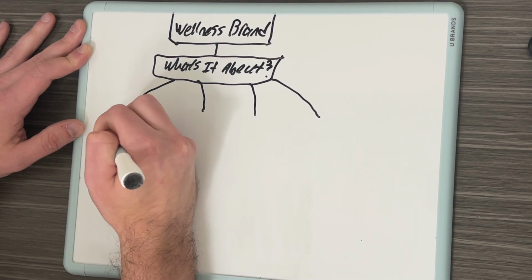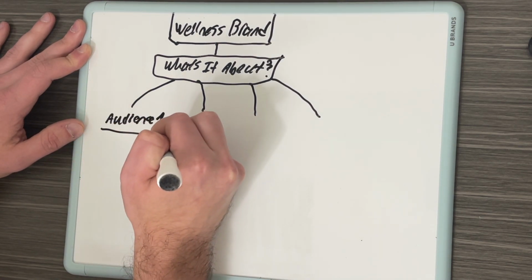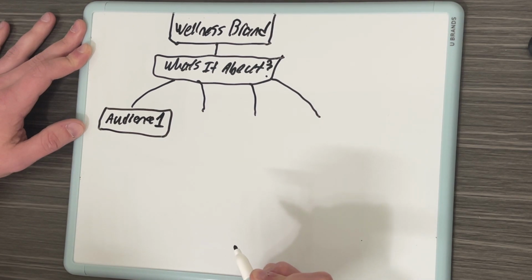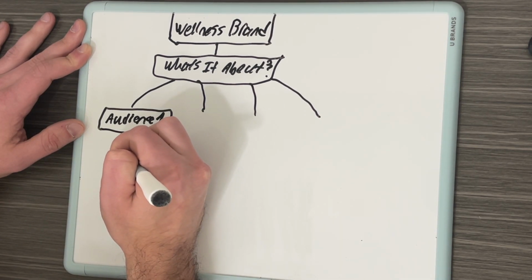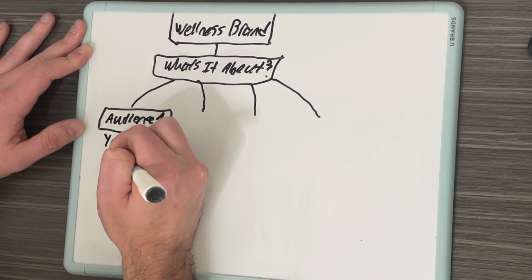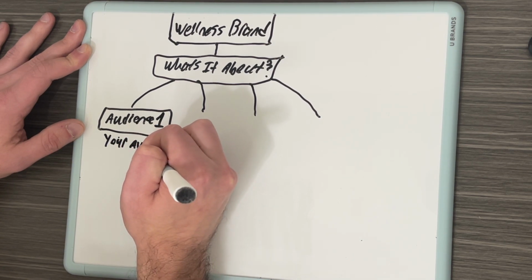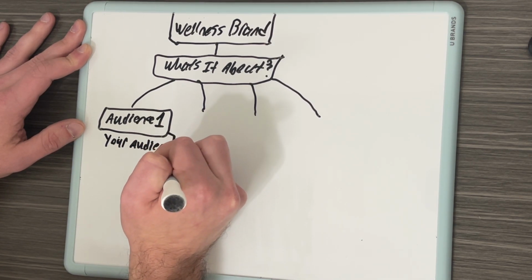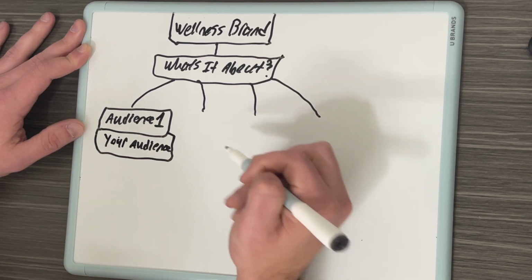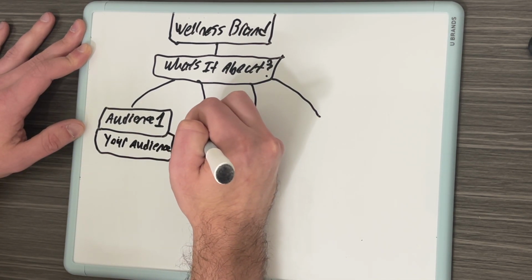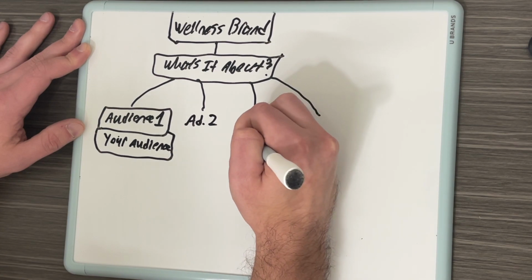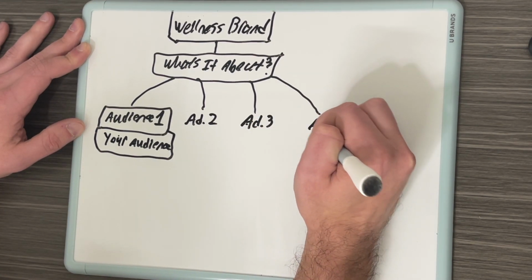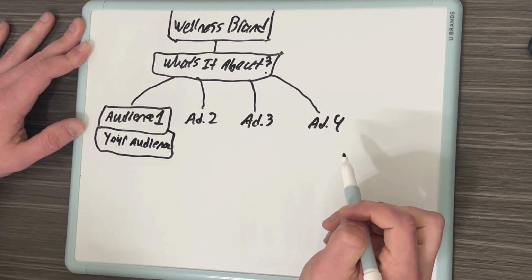So we'll say audience 1 here. And excuse my handwriting, I am sorry, it has not changed since 5th grade. And we'll call audience 1. This will be your audience. So this is going to be people that already follow you. And then you're going to have audience 2, audience 3, audience 4. So these are all just different audiences.